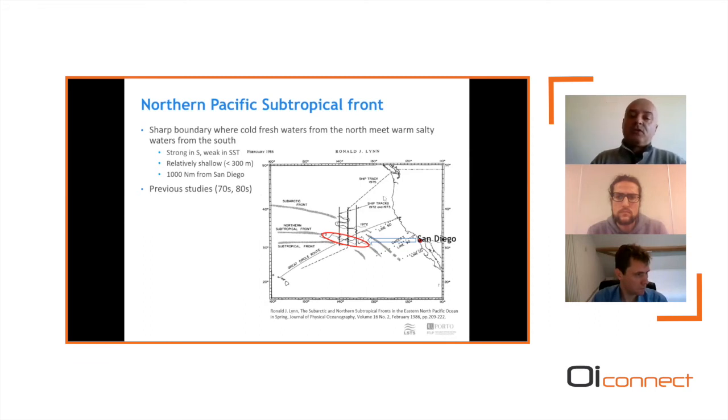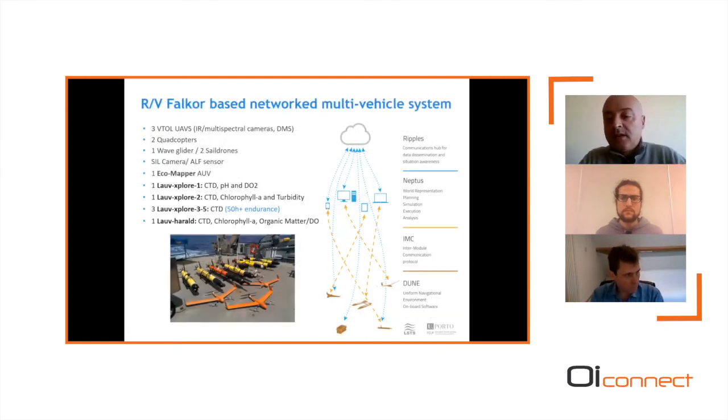And in this picture, you see tracks from previous ship studies. And these were the assets that we deployed in this cruise, in addition to the Falkor. We had 3 VTOL UAVs, we had quadcopters, we had 1 wave glider, 2 sail drones, 7 AUVs. And in addition to our software toolchain that I already mentioned before, Dune, IMC, and Neptus, we also had Ripples, which is basically a communications hub for data dissemination and situation awareness.